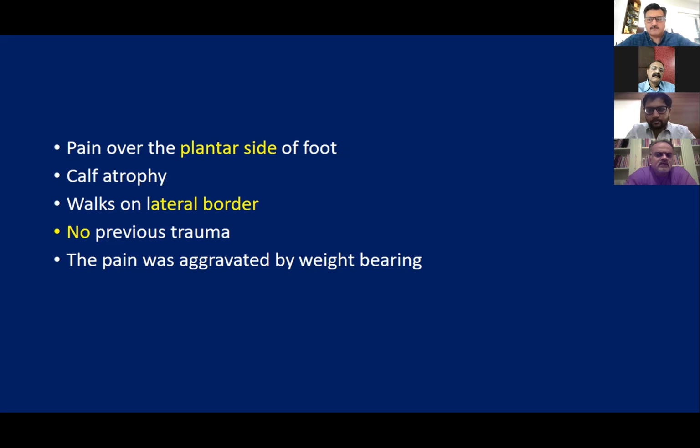Now, I didn't quite see whether she was walking on the lateral border or on the medial border. It looked like she was more everted there and walking on the medial border, not so much the lateral border of the foot. Is that correct? Yeah, I think so. So she is kind of keeping the lateral border off while walking.